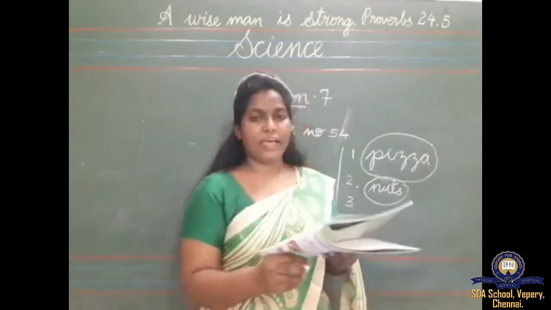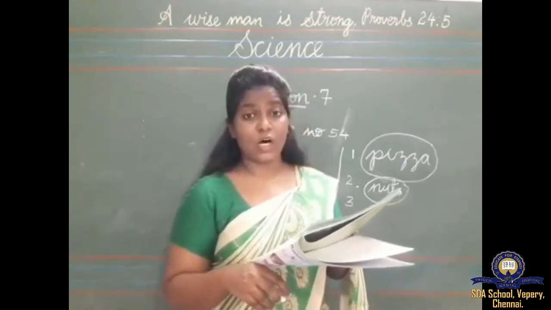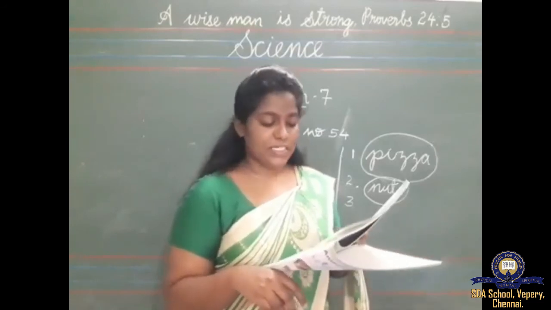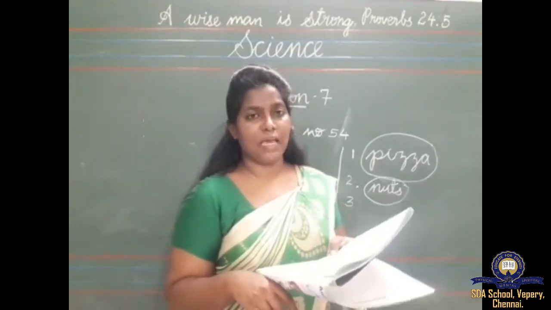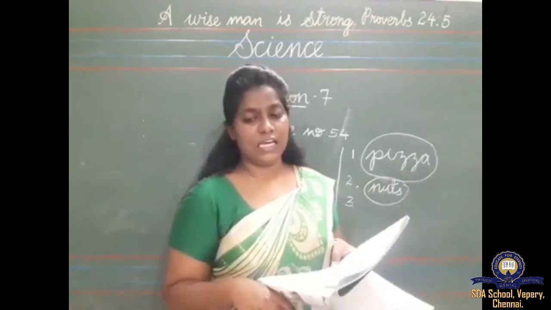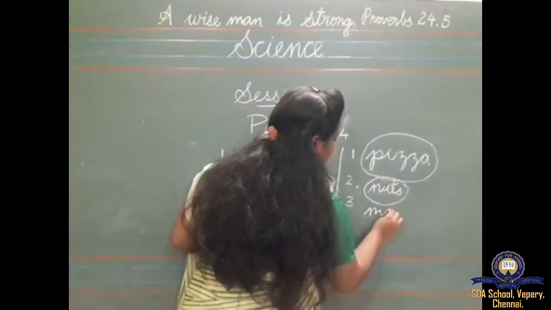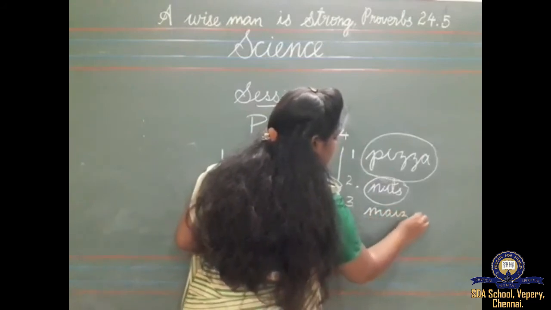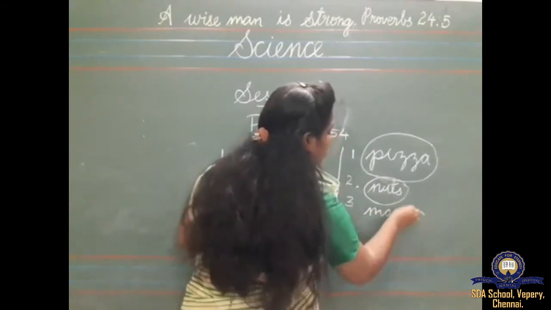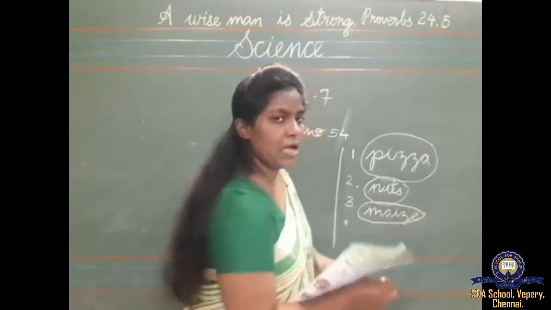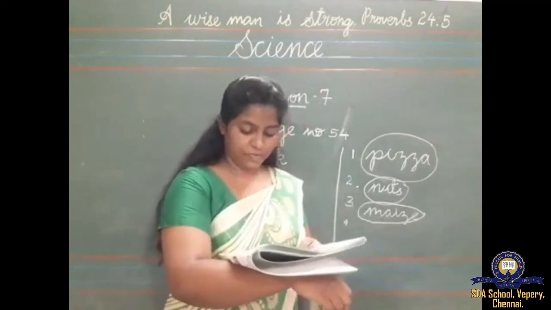What is the third one? Which is yellow in color with green leaves? What is it? Maize. What is the spelling of maize? M-A-I-Z-E. Now see, there will be a spelling. You should circle this spelling. Have you completed?